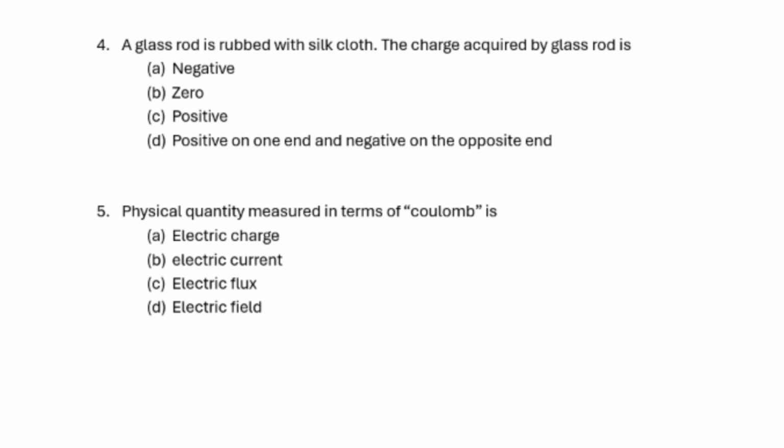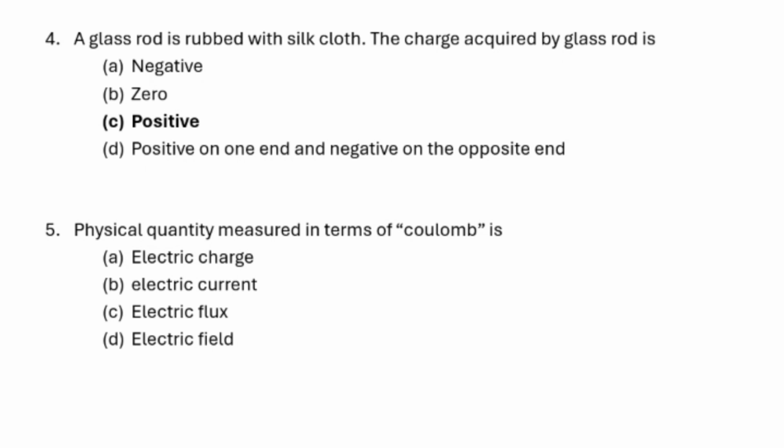Question number 4. A glass rod is rubbed with silk cloth. The charge acquired by glass rod is option A negative, option B 0, option C positive, option D positive on one end and negative on the opposite end. Answer is option C positive.